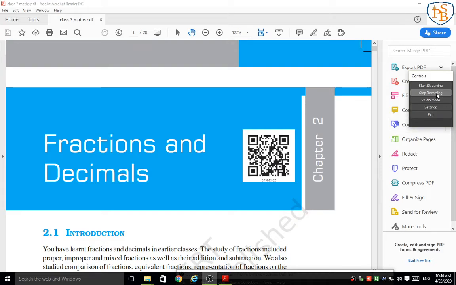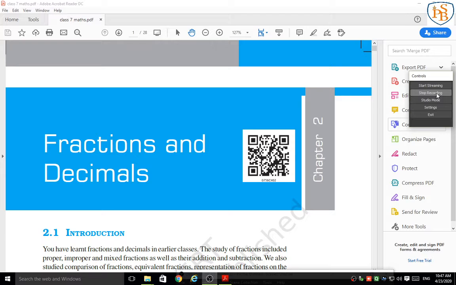Hello 7th standard students. Today we are going to start our second topic of mathematics. I hope you have learnt our first topic, which is named integers. And now our second topic of maths is fractions and decimals.